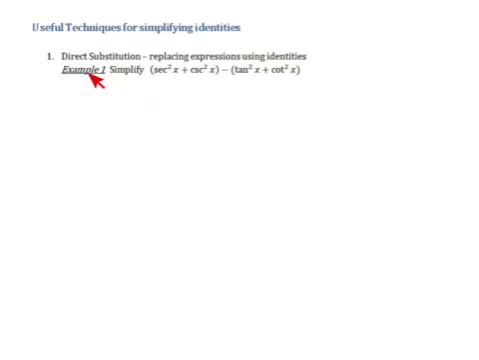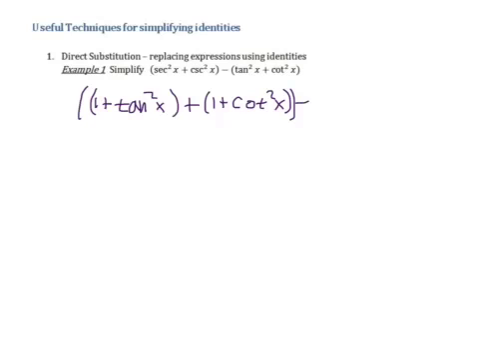This first method is direct substitution, and what we're going to do is substitute for secant squared. Secant squared is 1 plus tangent squared of x. All right, we replaced that for secant squared. Cosecant squared we're going to replace with 1 plus cotangent squared of x. And again, that comes from our identities. We're not going to go through the proof of those now.